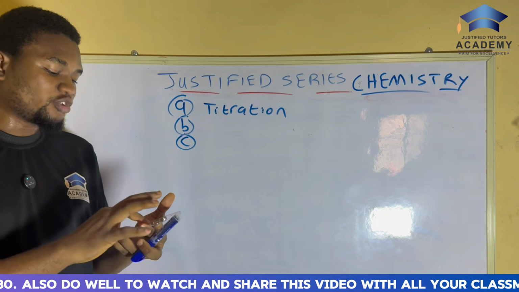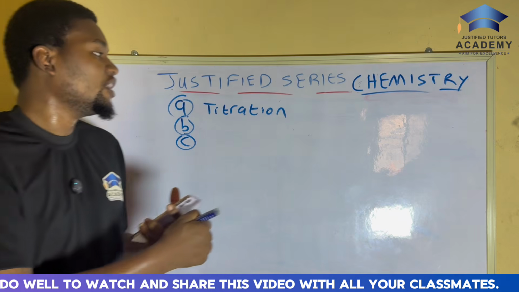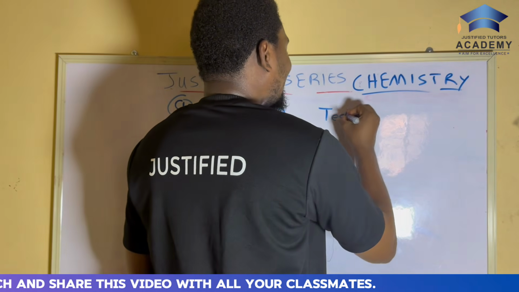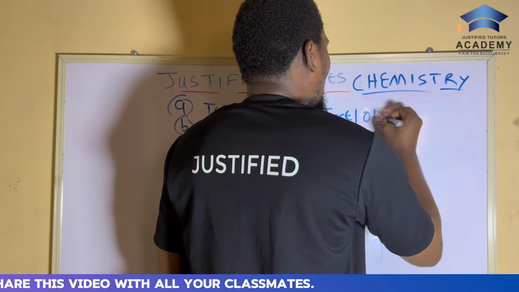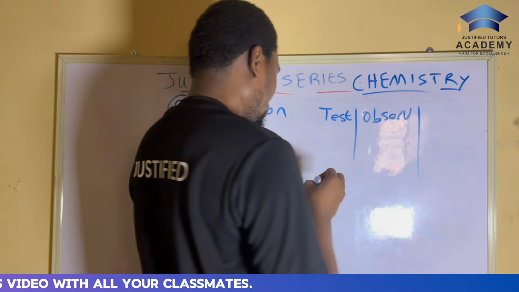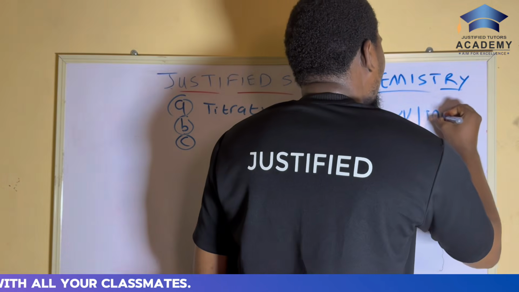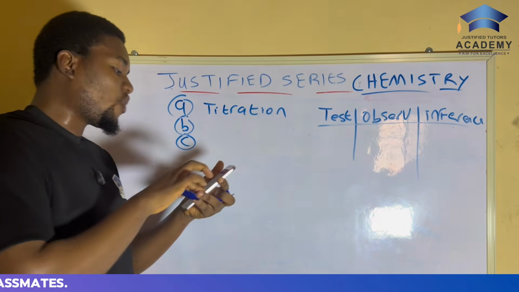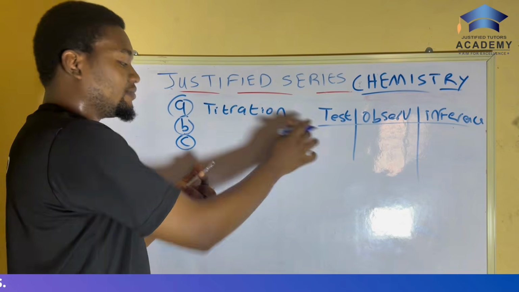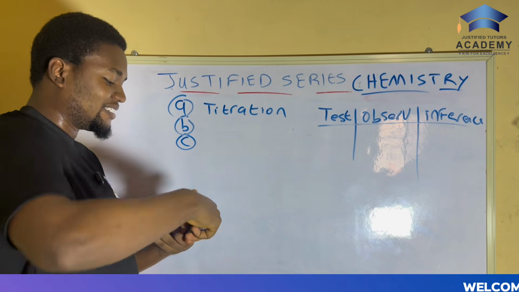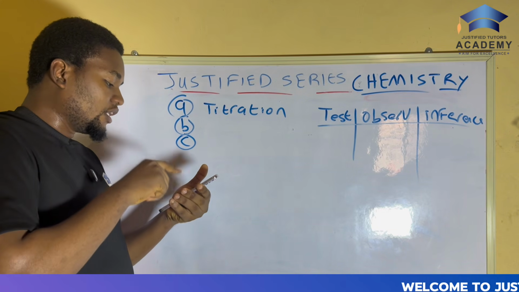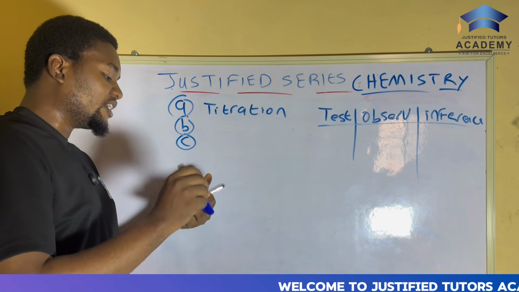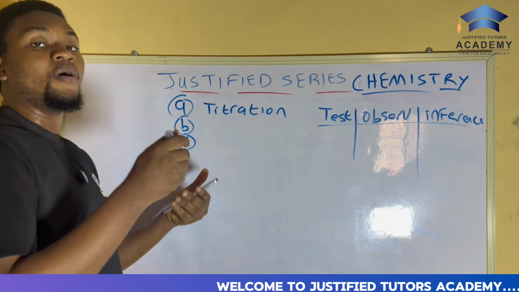What you are basically going to be doing in option B is making use of these three things. You draw a table like this where you have tests, observation, and inference. So the question will be the tests. Now let me give an example. This question is saying that you should put about 10 drops of C on a watch glass and ignite it using a burning spirit.